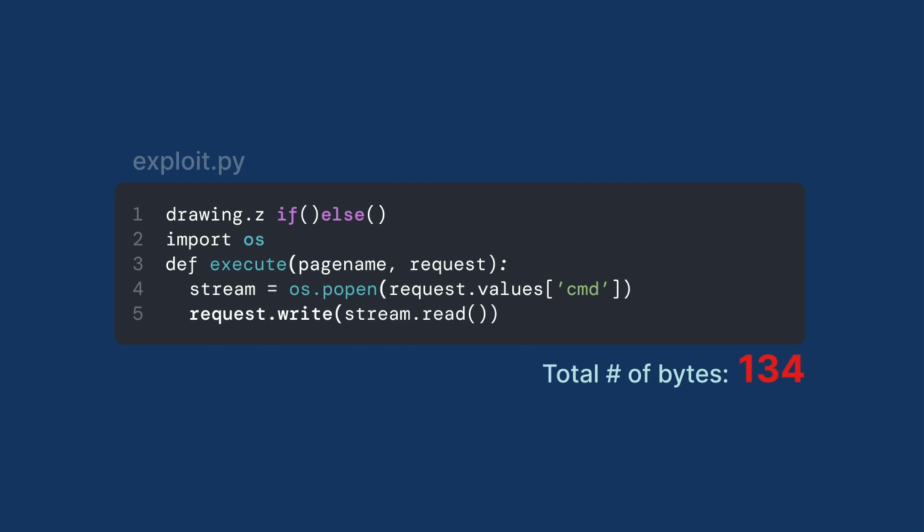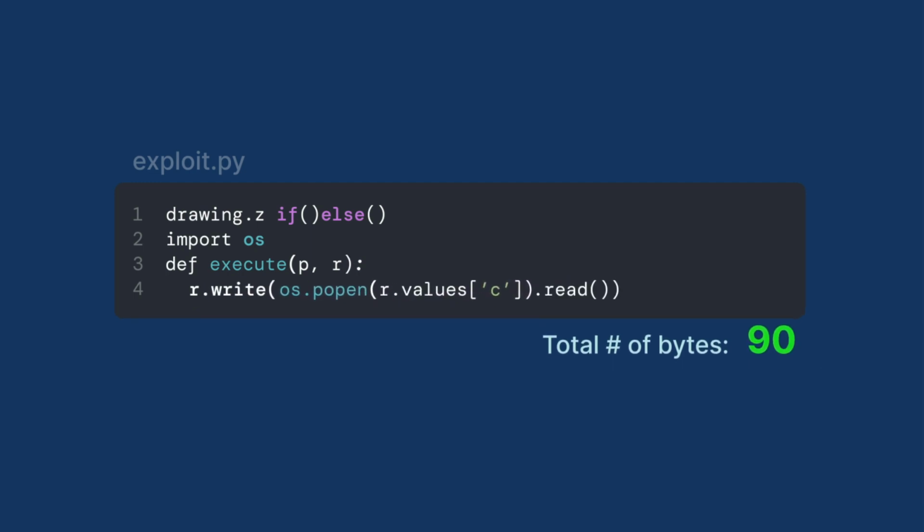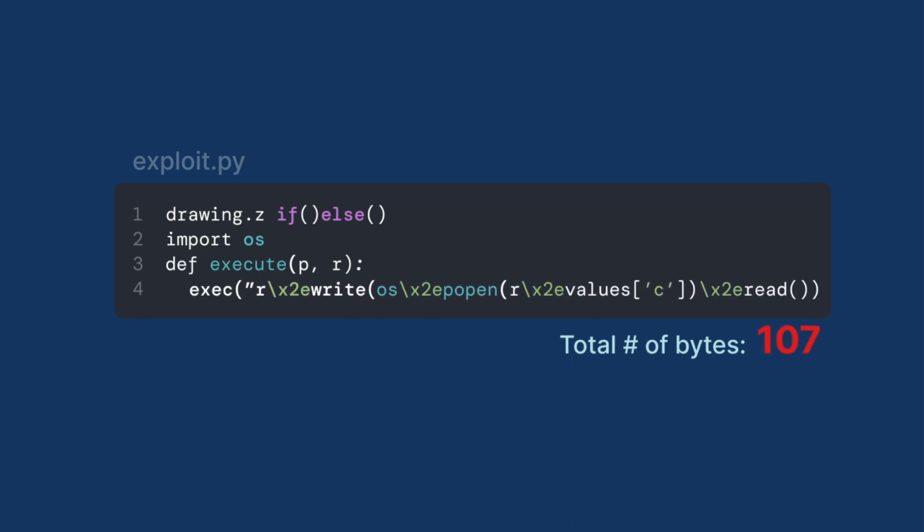Let's use smaller variables. Now we change the page and request to pnr and we use smaller values everywhere. We are under 100 bytes. But there is an issue. We need to get rid of the dots because we need to keep our payload as a file extension. So let's encode them as \x2e. We now have a new payload.